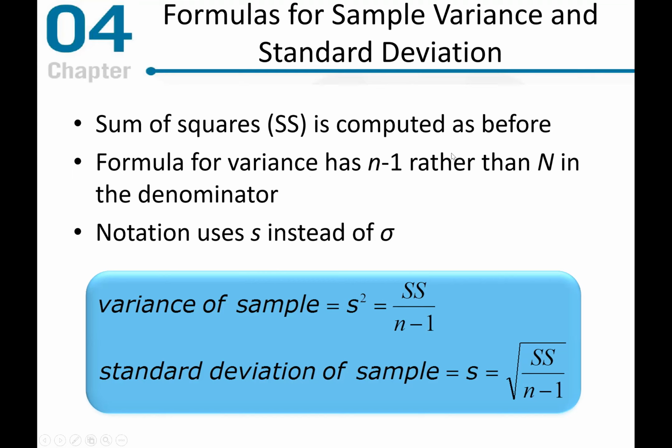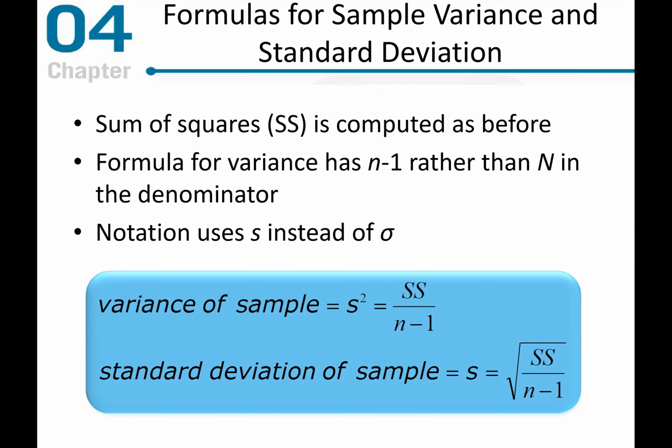And the notation is going to change. Instead of using the lowercase sigma to denote a standard deviation, we're going to use a lowercase s to indicate a sample standard deviation. So the formula for the variance of a sample is going to be the sum of squares divided by the sample size minus 1. The variance of a sample is going to be s squared. To get the sample standard deviation, we take the square root of the sample variance.